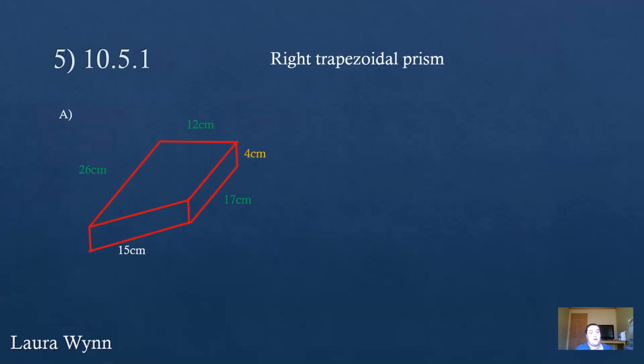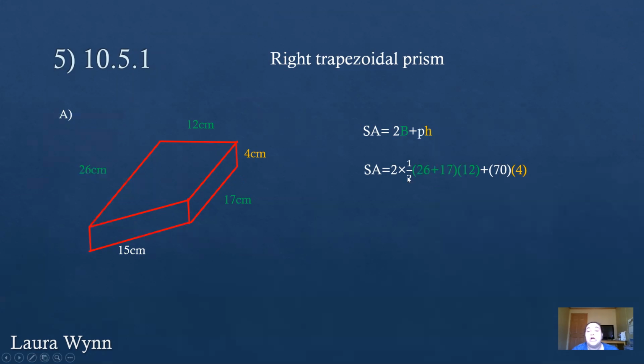All right, so our next problem. This is a right trapezoidal prism. So here's the numbers it gives us, and it wants us to find the surface area of this figure. Okay, in order to do that, we need a formula to plug in. So the surface area is equal to 2 base plus perimeter and height. All right, so I have it color-coded.